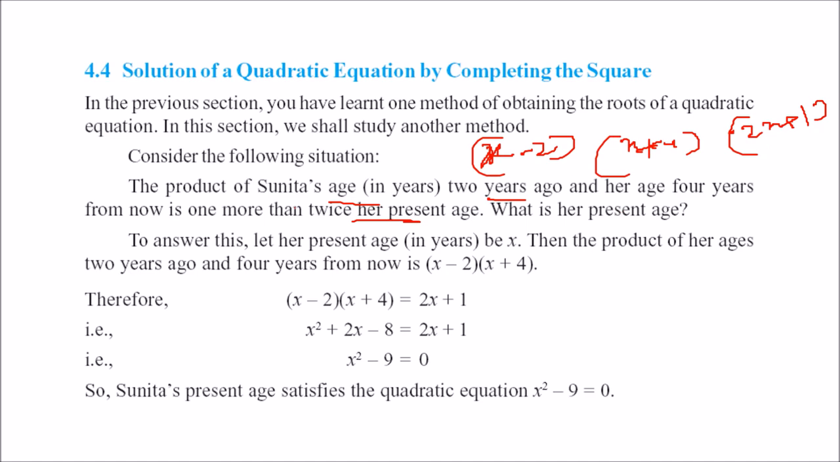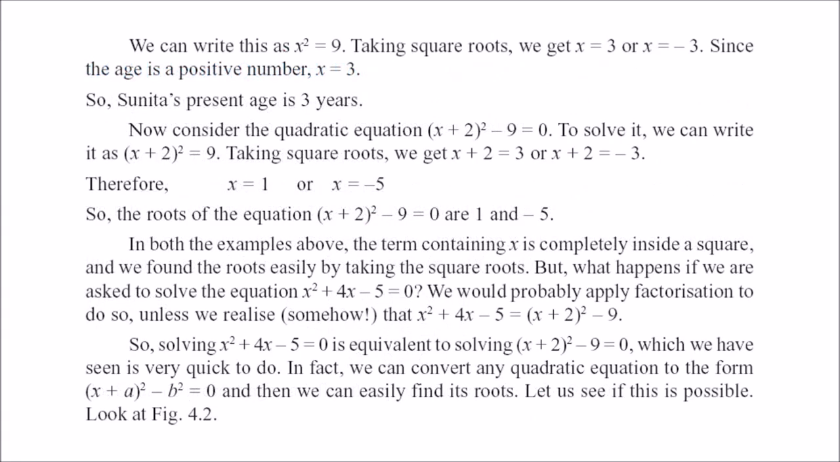What is her present age? So the product of her age 2 years back and 4 years after is equal to 1 added to twice her age. Now equate it and multiply, and you will get x square minus 9. This is the quadratic equation. Now one thing becomes very predominant here. This equation is x square minus 9 equal to 0, so this is actually x square equal to 9. So this gives solutions as 3 and minus 3, because minus 3 square is equal to 9 and 3 square is also equal to 9.